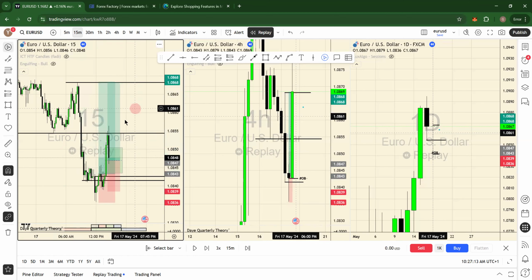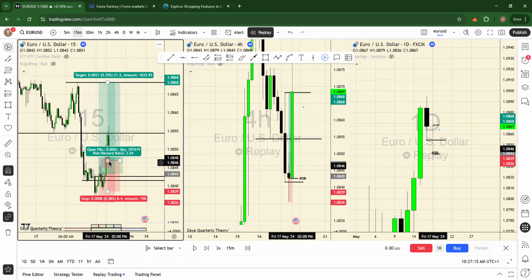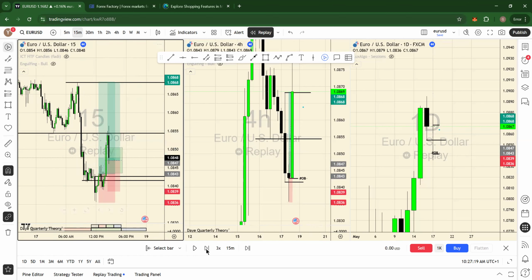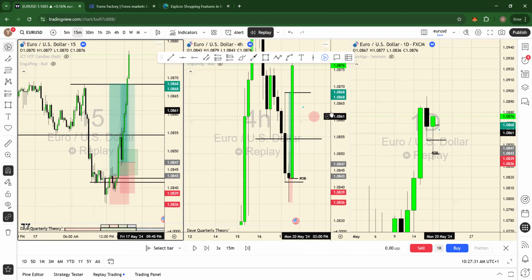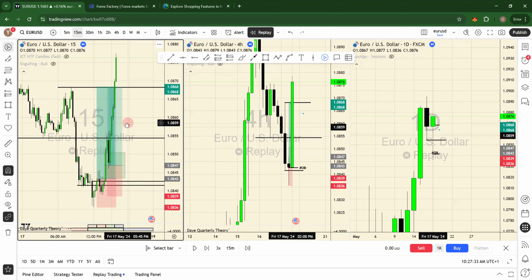At this point, we have taken this re-entry from this fair value gap at the consequent encroachment, and we're targeting the CRT high. And boom, that's it. Price has hit our CRT high, and it's even pushing higher.